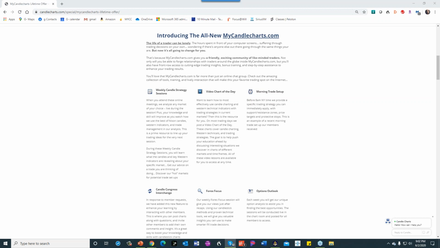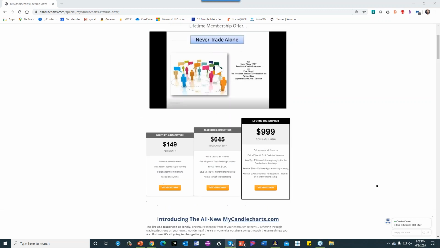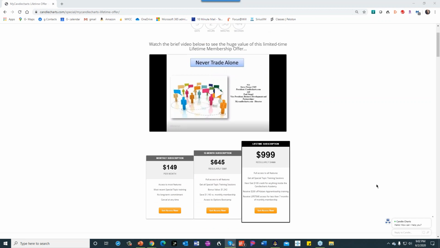Steve himself will tell you when he's looking at something for a longer-term position. We have students in our database, members, that are just starting out. We have other students or members of My Candle Charts that are hedge fund managers. They're getting the same education whether you're just starting out or hedge fund managers.